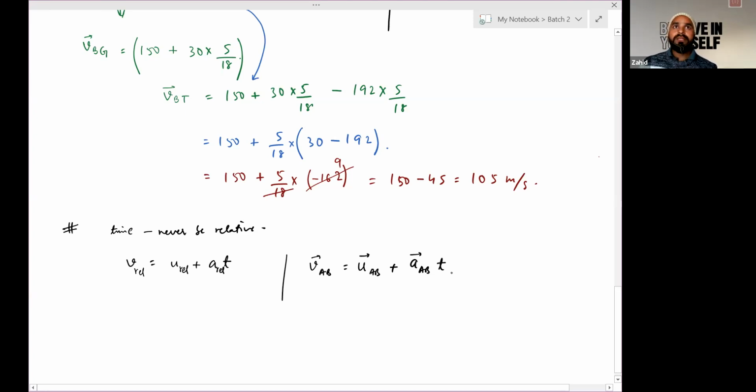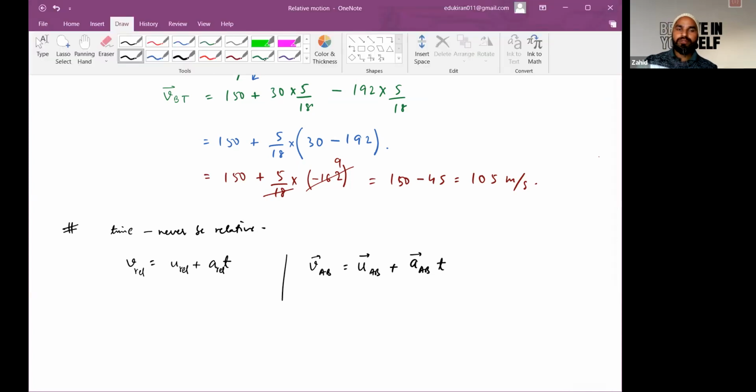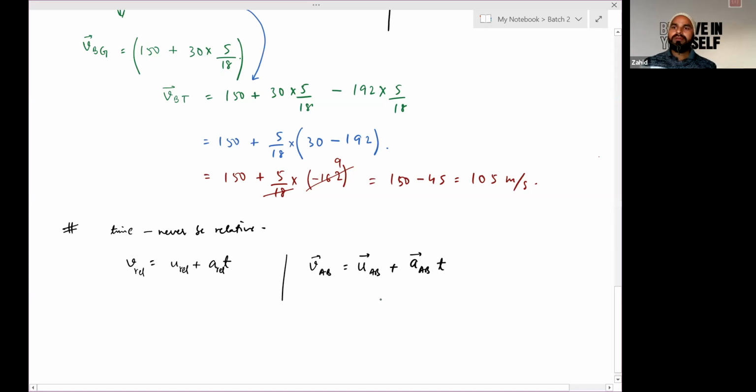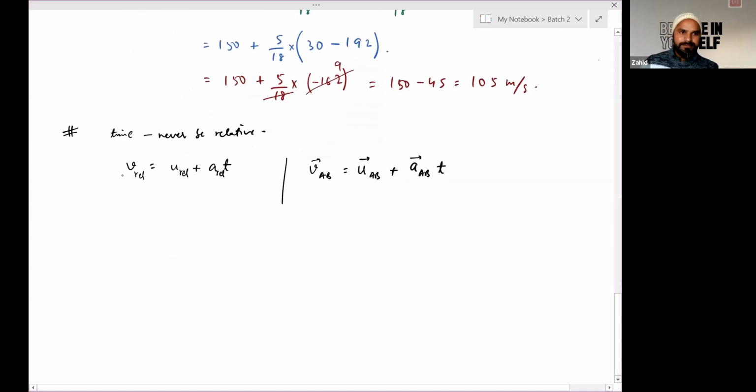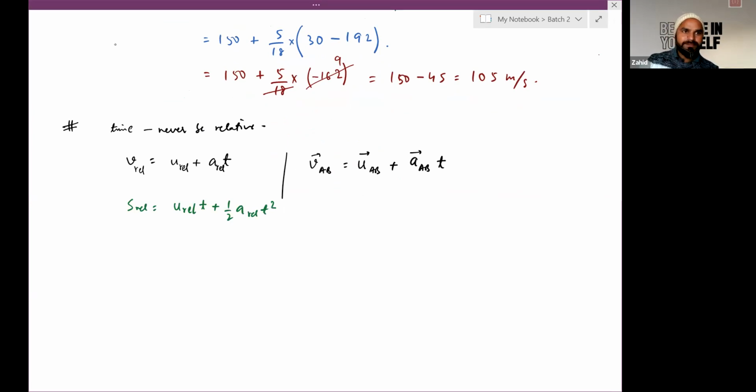Time would be relative in case of speed of light or comparable to speed of light, which is beyond the scope of your syllabus. So just take time to be a non-relative term for your reference. Then next is S relative is equal to u relative into t plus half of a relative into t square, and so on. I'm defining this with respect to one example.